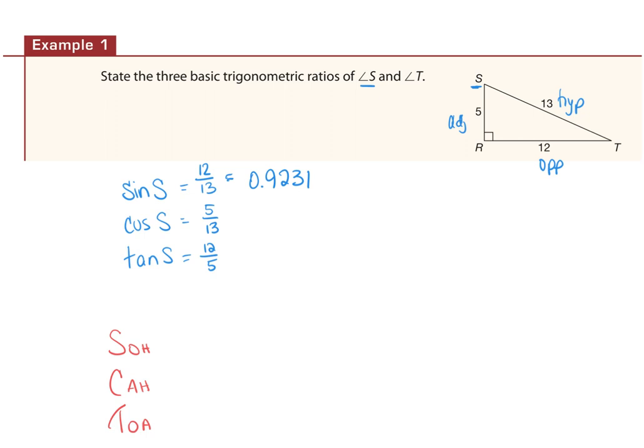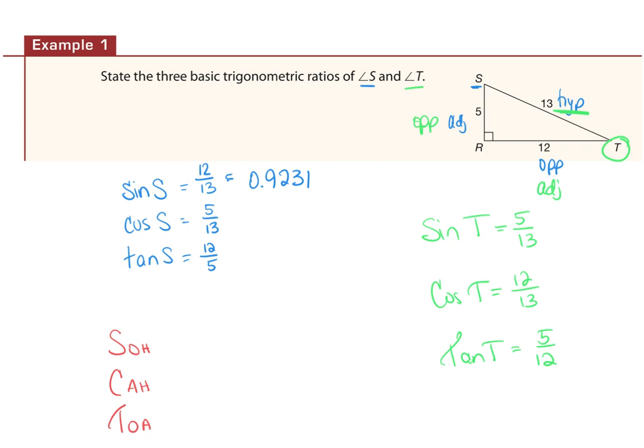The next thing they did is they asked for angle T. Well, now if I look at angle T, my sides are going to change. Hypotenuse will not. This will still be my hypotenuse. But now this side will be my opposite. This side will be my adjacent. And so my sine, cosine, and tangent of T are going to look like this. What do you notice about the sine, cosine, and tangent of T compared to the sine, cosine, and tangent of S? What do you notice about those?